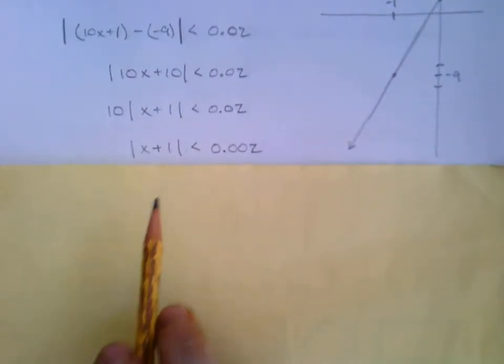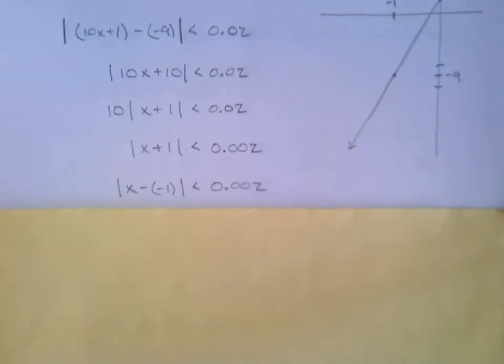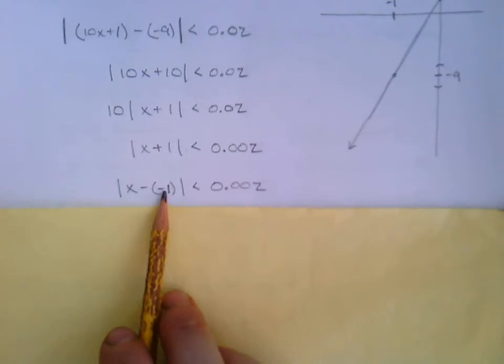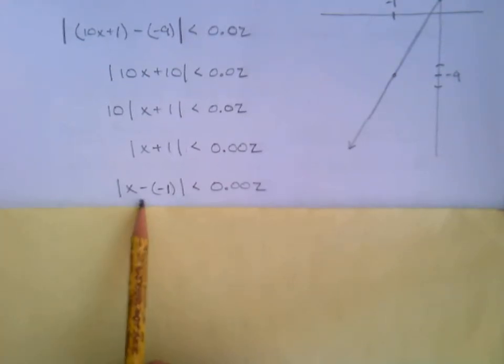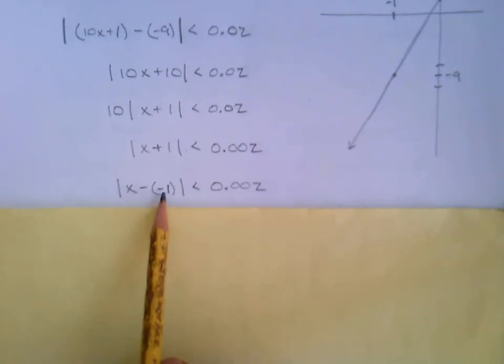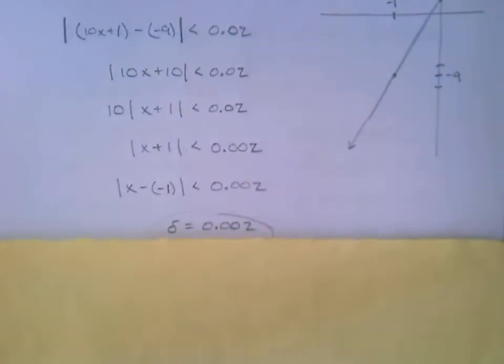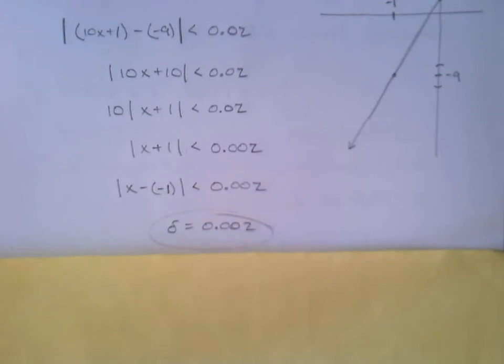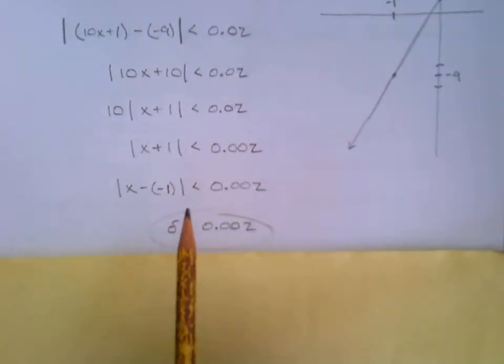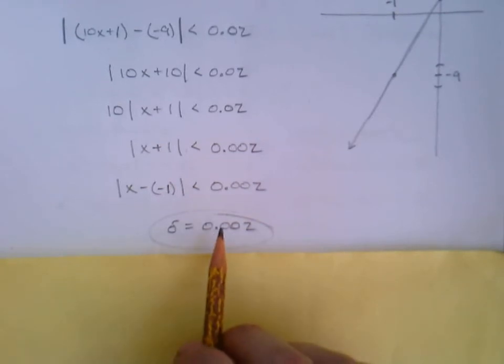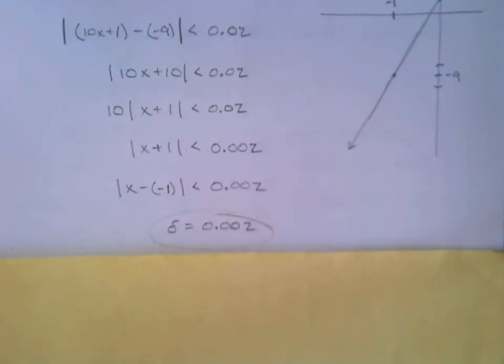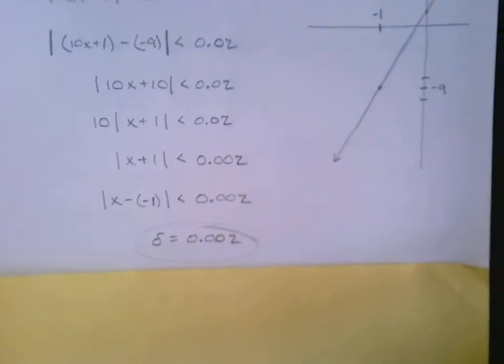One thing I should point out, let's rewrite this left side so it looks more like the definition from a moment ago. X minus a. And our a in this case was the negative 1. X was approaching negative 1. Okay, so that last line looks like the very end of the precise definition. X minus a is less than delta. Delta is 0.002. So if you want your function to be within 0.02, you need x to be within 0.002 of negative 1. Let's go to my graph over here.